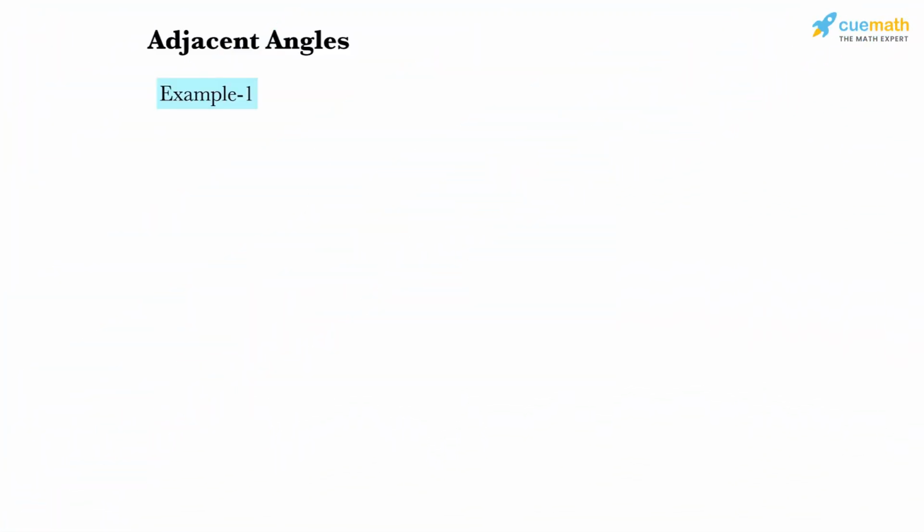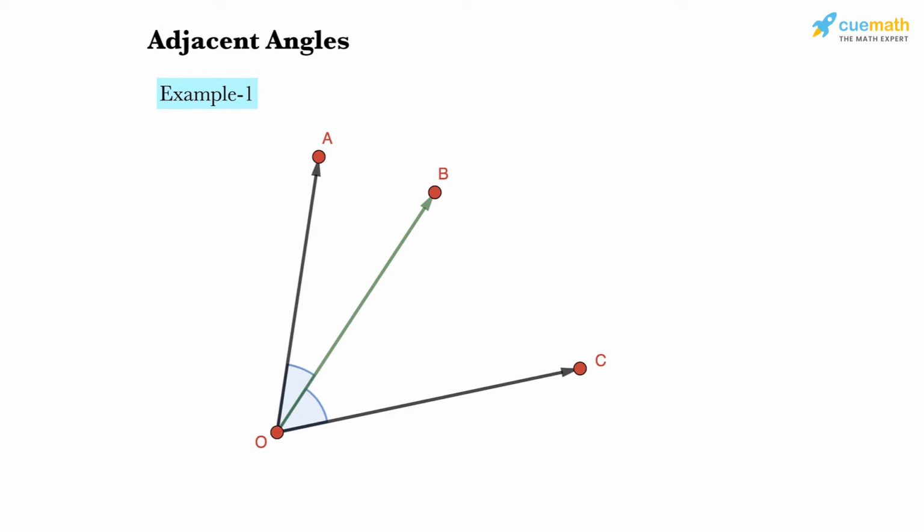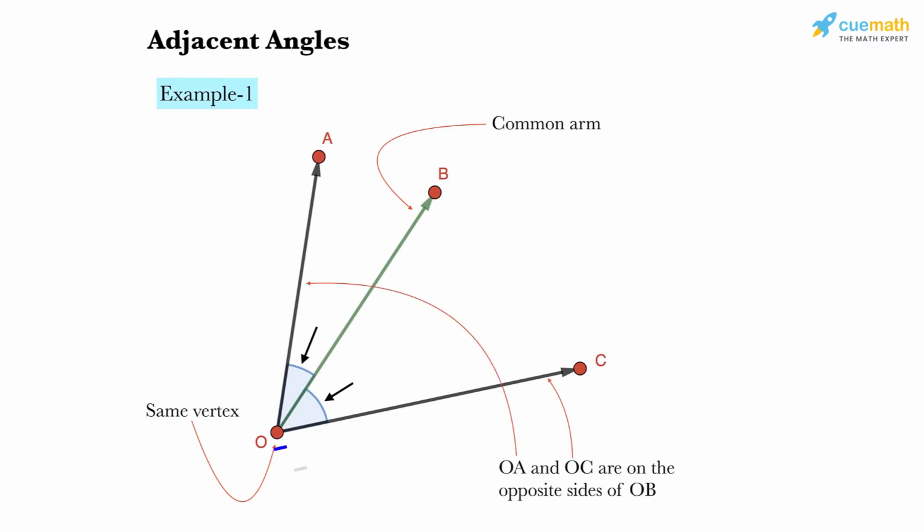Let's start with this simple example. Observe the figure carefully. In particular, observe angle AOB and angle BOC. These two angles have the same vertex, the point O. They also have a common arm, the arm OB. And their non-common arms OA and OC are on opposite sides of the common arm OB.